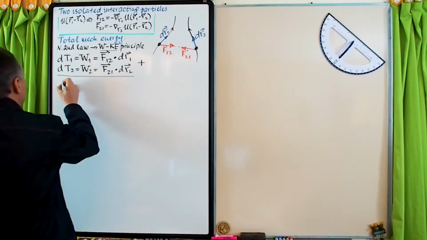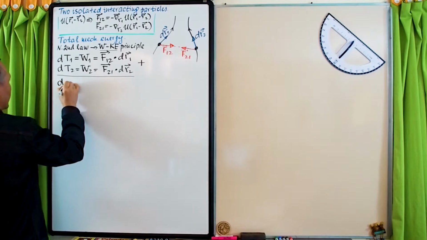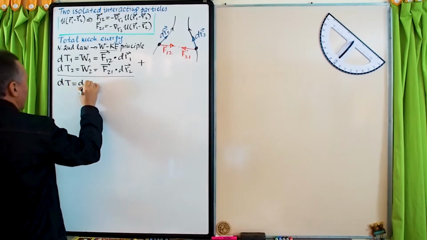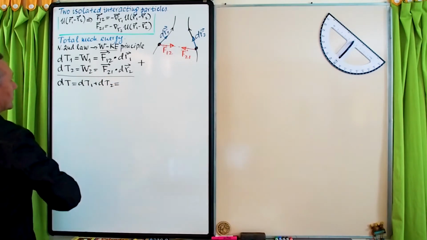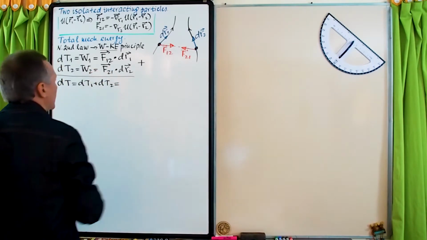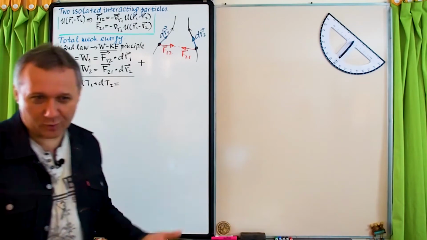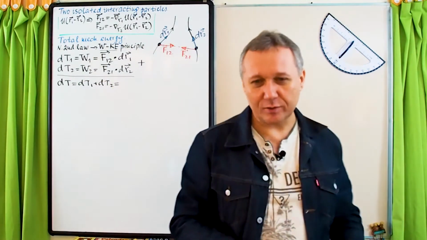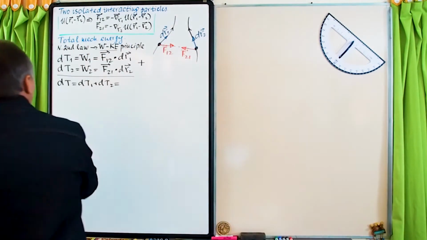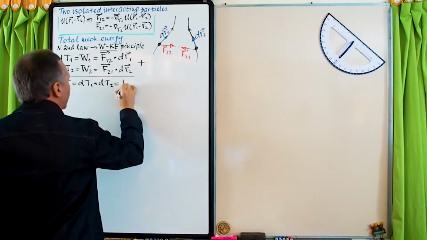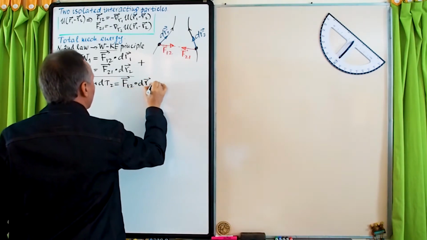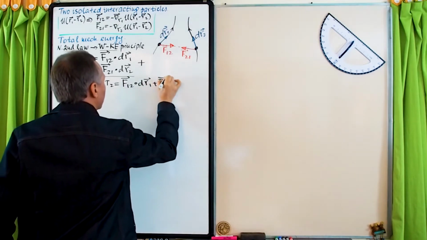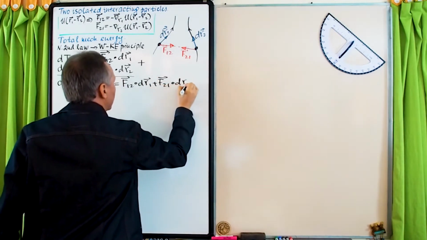So as a result, of course, we ended up with a change in the total kinetic energy, which is dT1 plus dT2, and it is equal to this. Or we can say, let's look at the total work done, but it's better to say change in the total kinetic energy. So it will be F12 dotted with dr1 plus F21 dotted with dr2.